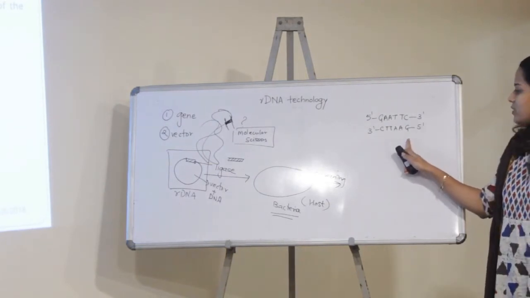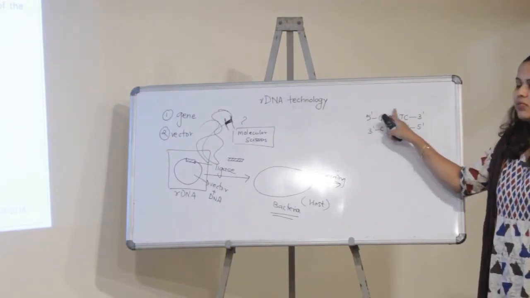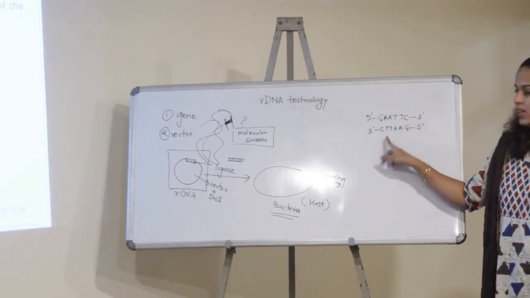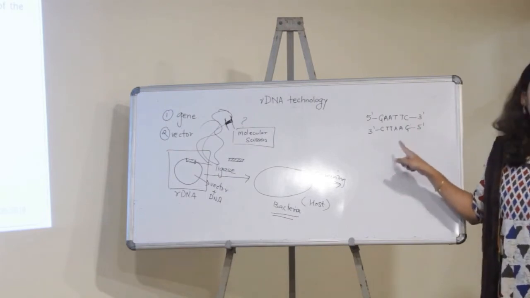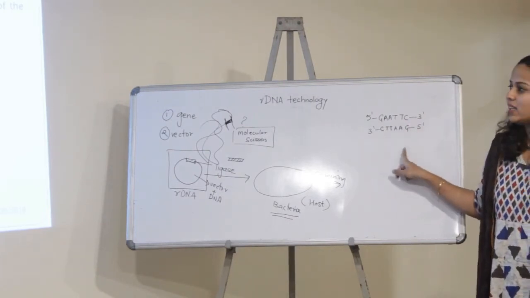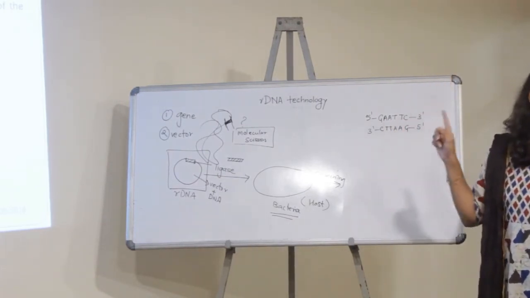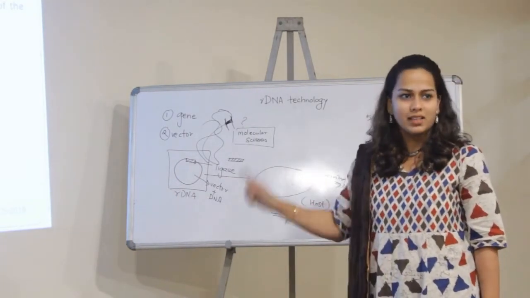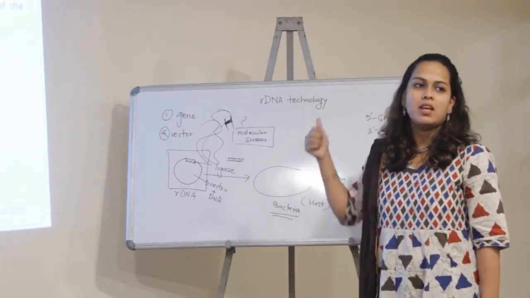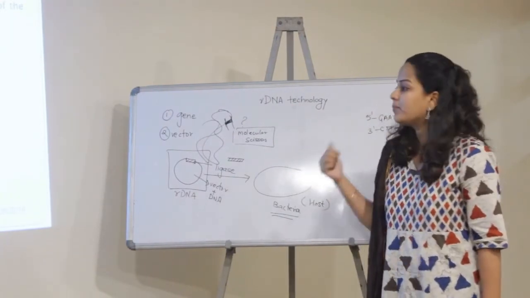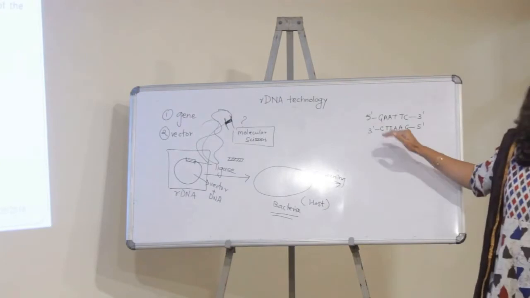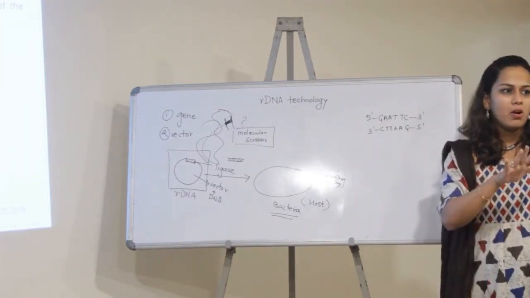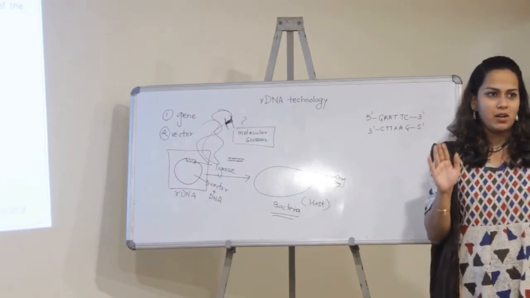Now what is a palindrome sequence? If you read it in the forward direction or if you read it in the backward direction, the arrangement of nucleotides is the same. So that is called your palindrome sequence. So your restriction endonucleases will always cut when they come across this palindrome sequence. Okay. Now this palindrome sequence is either 4 base pair long, 6 base pair long or 8 base pair long.